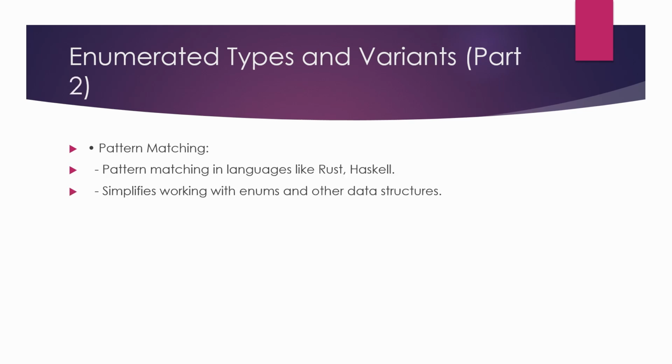Pattern matching is a feature often used with enums, especially in languages like Rust and Haskell. It makes handling different variants of data easier and more expressive, leading to cleaner and more maintainable code.